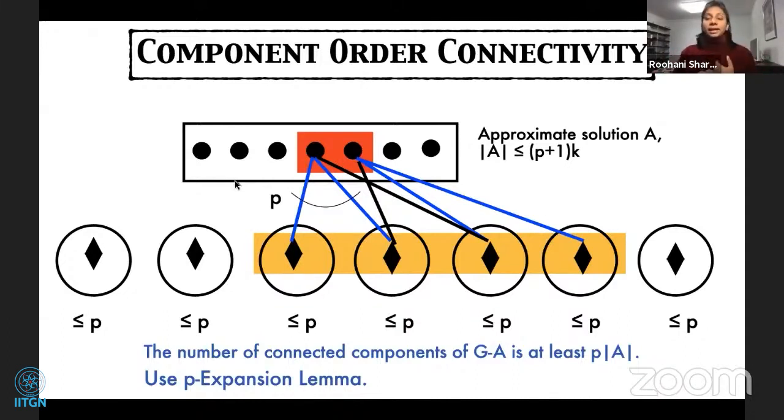Here, let me also point out why we needed a Q expansion and why simply a crown decomposition would not have worked. Crown decomposition would only have guaranteed you a matching saturating the red set, but what expansion is giving you is not just a matching, but something more. And the reason for having this something more is the following.